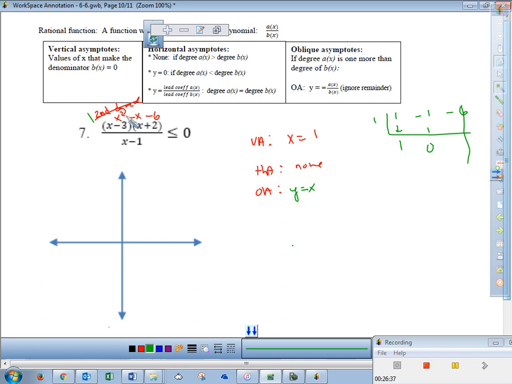So since he's 1 smaller down here, you synthetically divide by 1, and you needed him expanded so you can get those coefficients. Y equals x, so I'm going to sketch. There's y equals x as my oblique asymptote. Got a vertical asymptote at x equals 1.